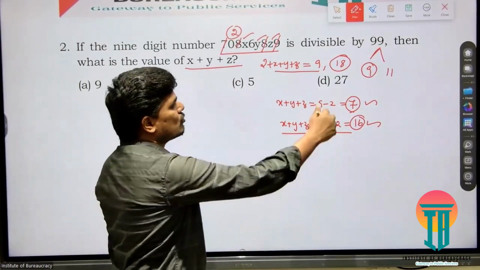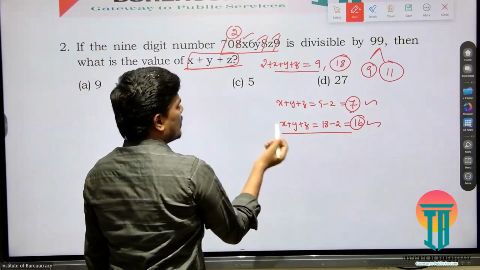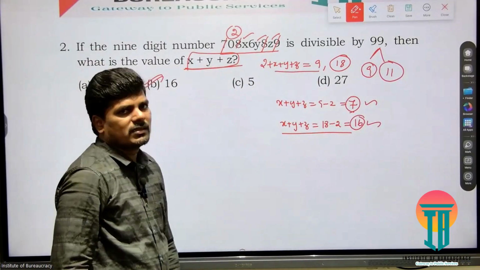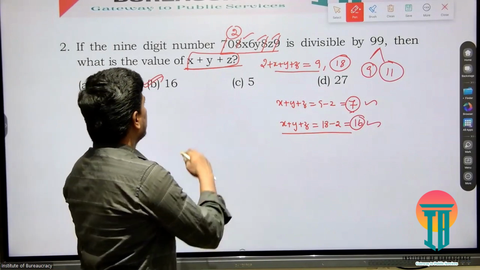Of course, we don't need to go with the 11 here. The question is about x plus y plus z. We are able to find x plus y plus z with the 9 itself. That's it.